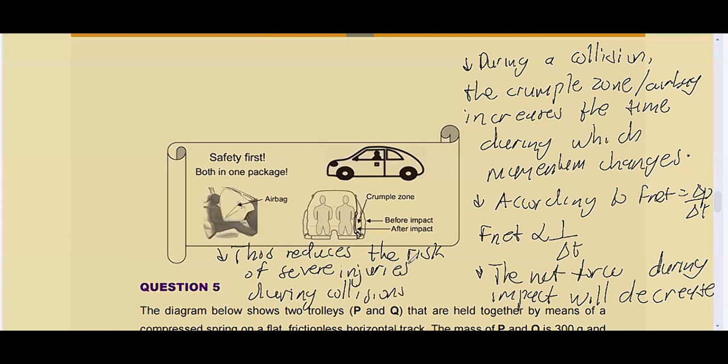Right. So that's how you are supposed to explain it. During a collision, the crumple zone or the airbag increases the time during which momentum changes. According to F net is equal to change in P over change in T, F net is inversely proportional to change in time. The net force during impact will decrease, right? Remember, if we increase change in time, we must decrease the F net. So the net force during impact will decrease, and this reduces the risk of severe injuries during collisions, right? So that's how you are supposed to explain that for 3 marks there.